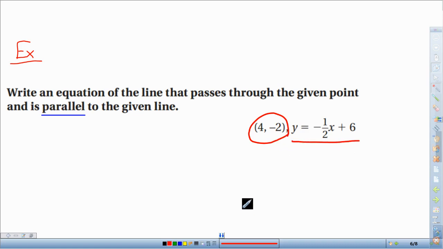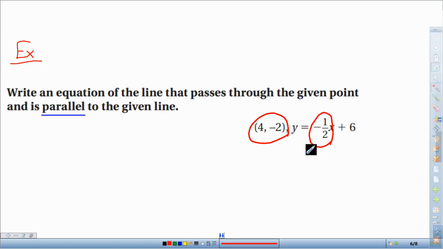This is a lot like problems we were doing in the last lesson, but here's what we need to realize, the information that's important. Obviously, we're going to use this point. And we want to find the equation of a line that is parallel to this line. Well, if it's parallel, it's going to have the same slope, right? So we're going to use also a negative 1/2.